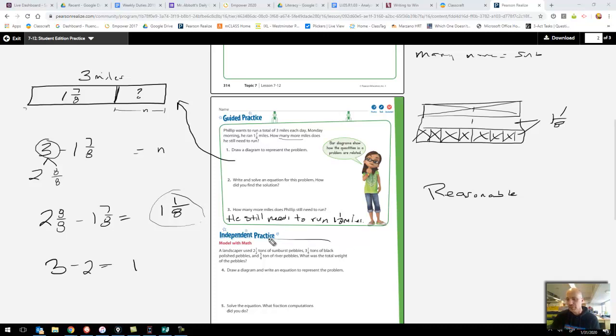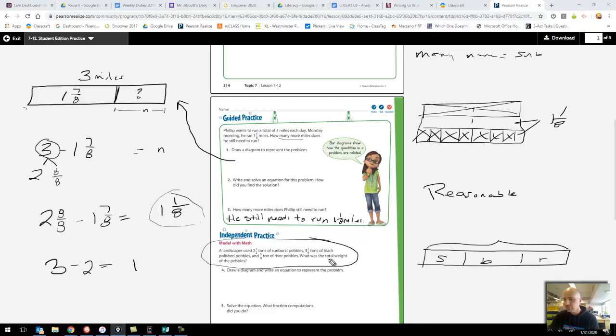As you're getting on to problems like this next one here, where you do have several things that are going to be going into this, you still do the same thing. You're still going to just put your original bar, which is the whole. A landscaper uses this many tons of pebbles, this many tons of polished pebbles, and this many tons of river pebbles. What's the total weight of the pebbles? And this tells you there's 3 different components, 3 different parts. There's the sunburst pebbles, the black polished pebbles, and the river pebbles. And all of them are the total weight of all the pebbles, okay?